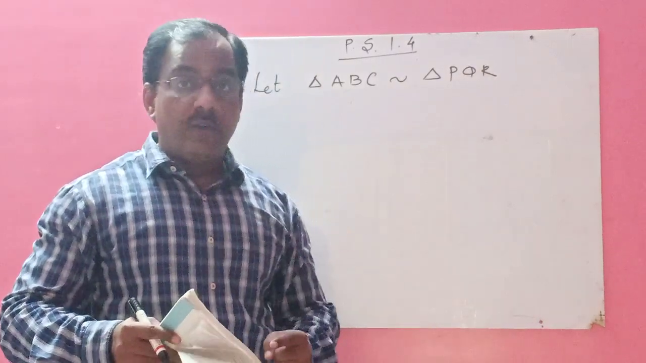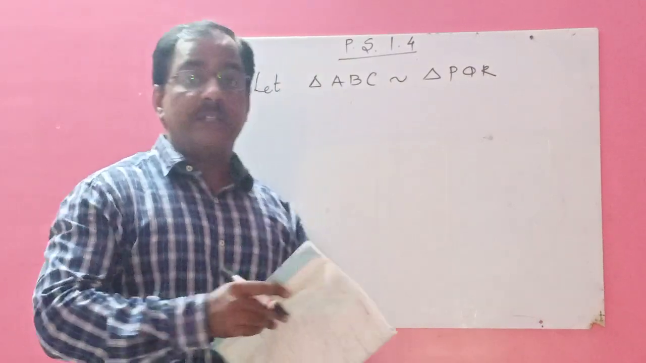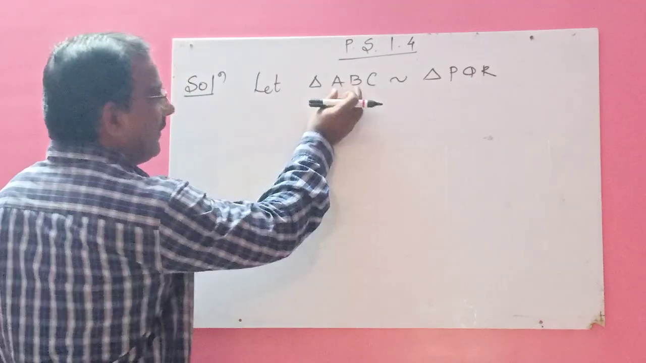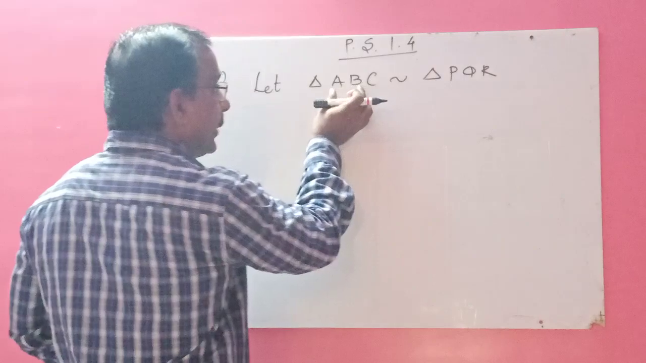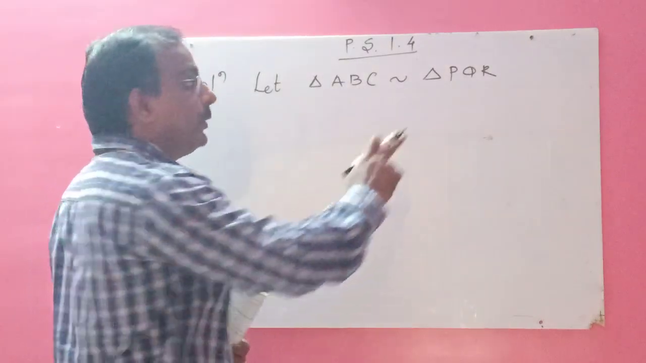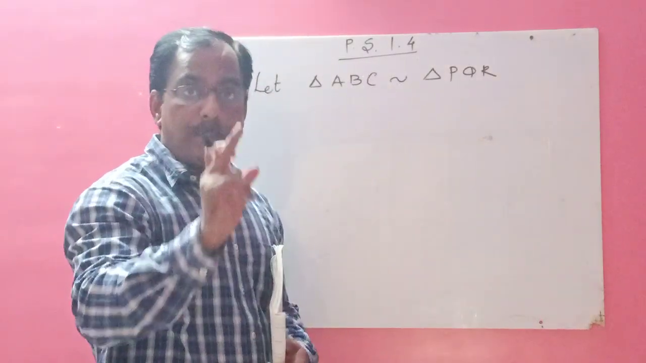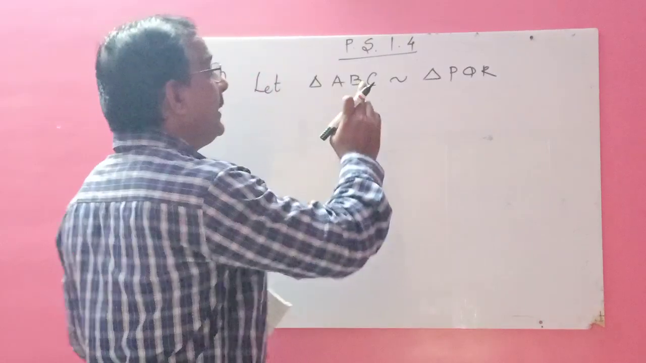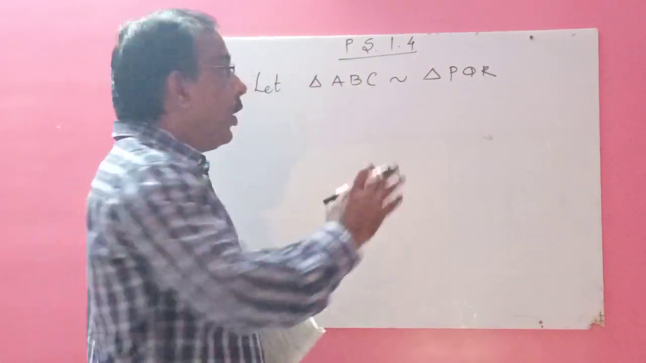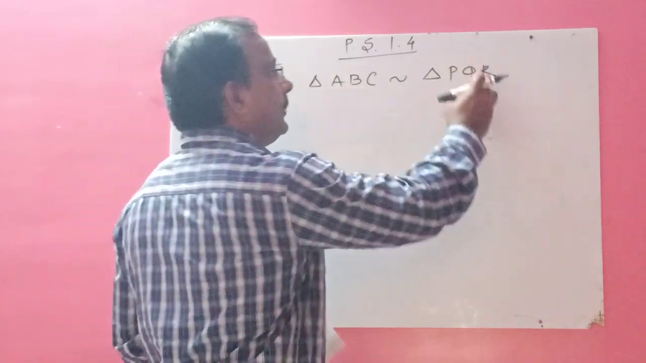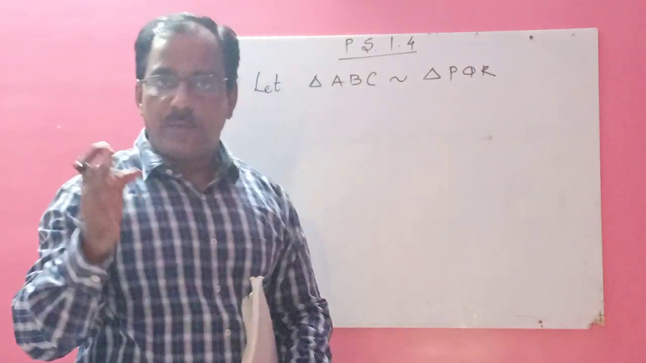The ratio of their corresponding sides. So which are the corresponding sides here? If I take AB of this triangle, then its corresponding side is PQ. So AB upon PQ is given as 3 upon 5. Or you can say BC upon QR is equal to 3 upon 5. Or you can say AC upon PR is equal to 3 upon 5.